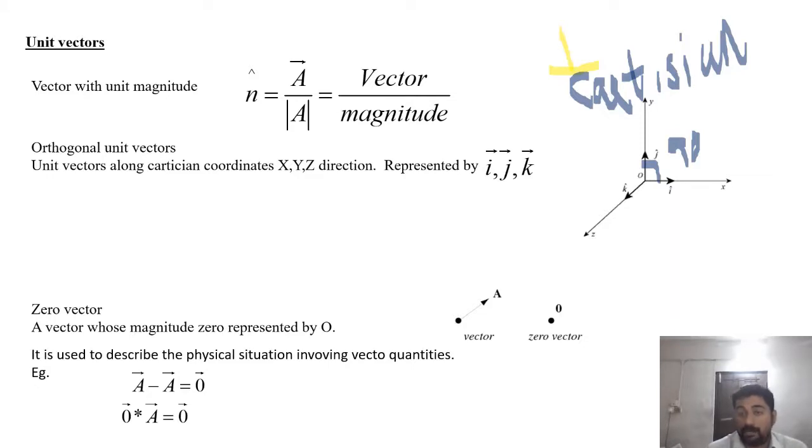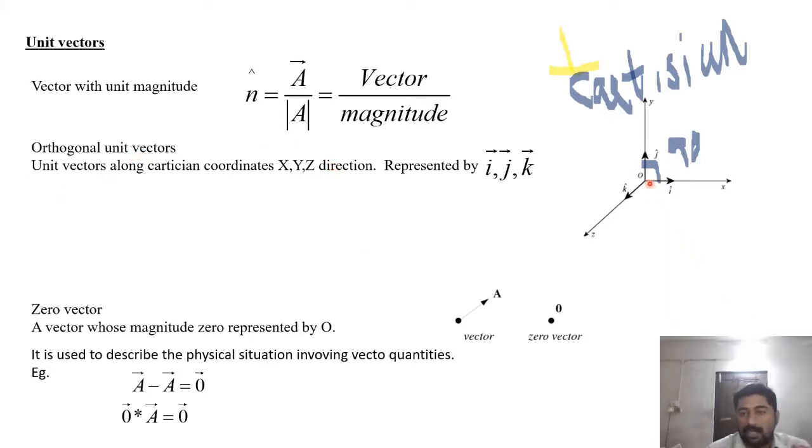The z will be perpendicular to this plane. That is what we call Cartesian coordinates. It has x, y and z. So unit vectors along the Cartesian coordinates x, y, z are called orthogonal unit vectors. These orthogonal unit vectors are what we mainly use. So you have to remember orthogonal unit vectors.